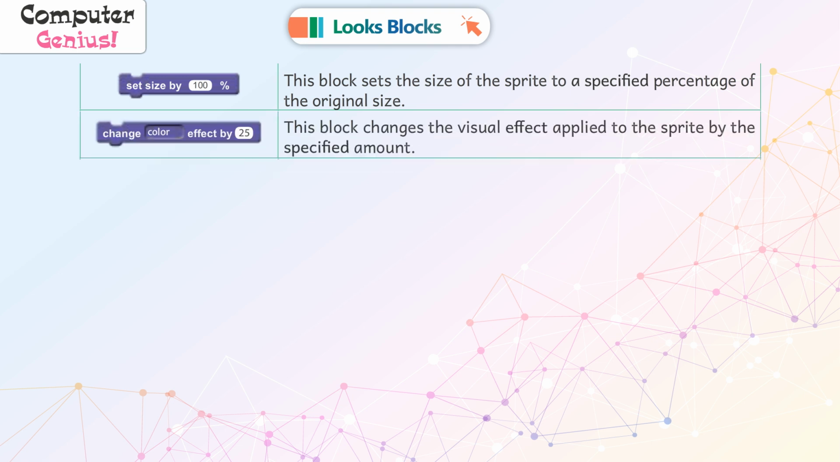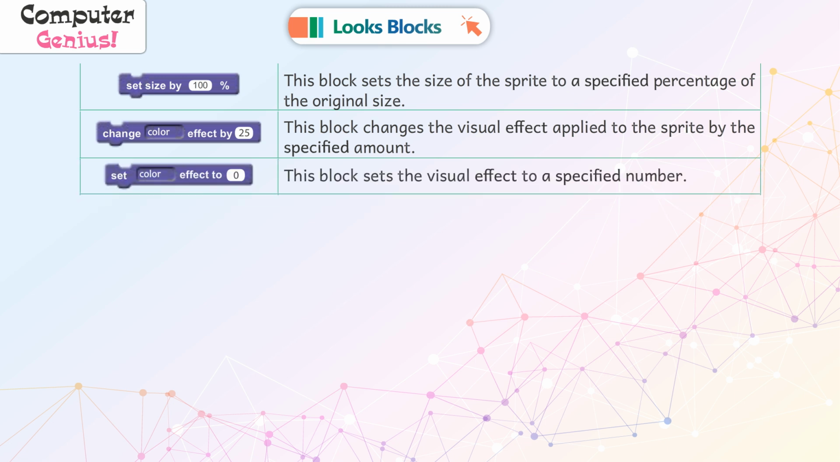Change color effect by 25. This block changes the visual effect applied to the sprite by the specified amount. Set color effect to 0. This block sets the visual effect to a specified number.